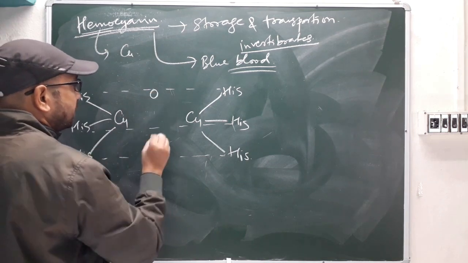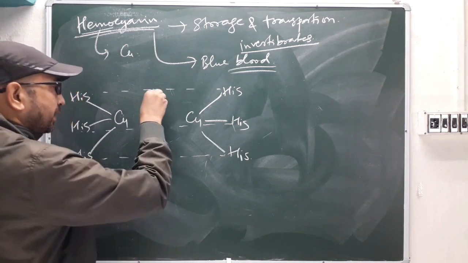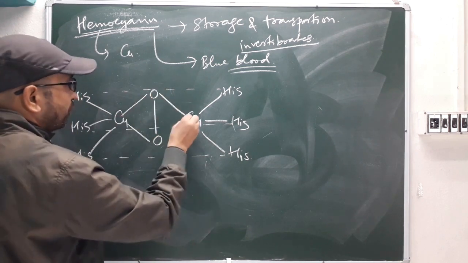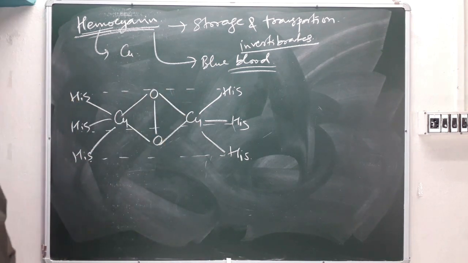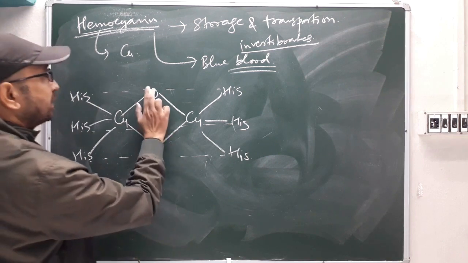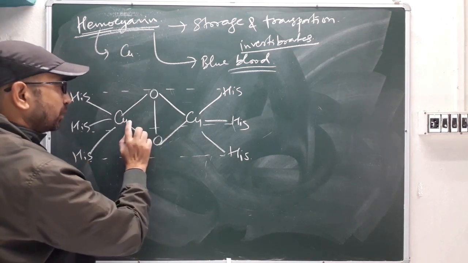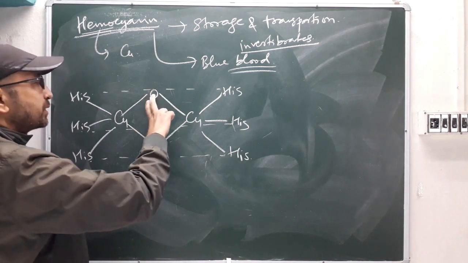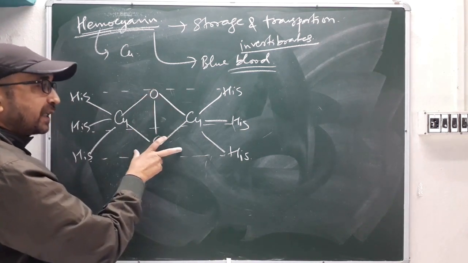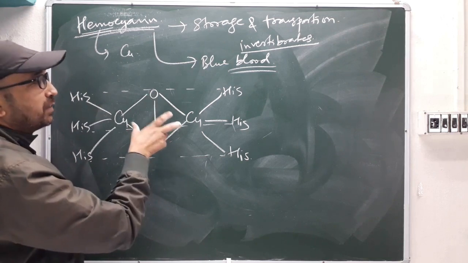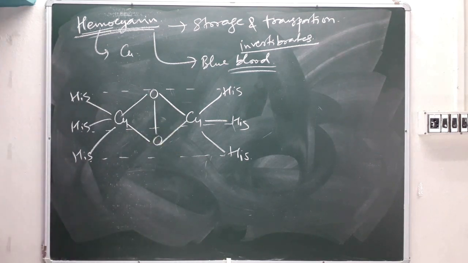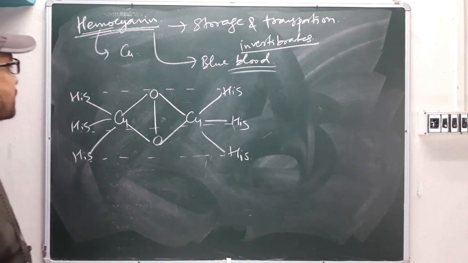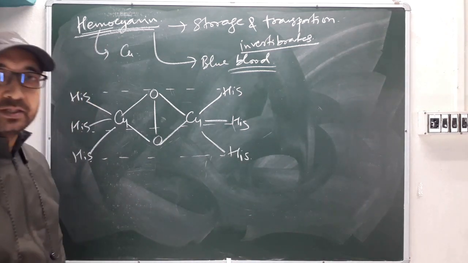It will be one oxygen here, another oxygen here, and a bond in between, so it will be in bridge form. This is oxyhemocyanin, correct? If you remove these two, there will be no direct bond between copper and copper, and it will be deoxyhemocyanin. If you add this one, it will be oxyhemocyanin. It is present in invertebrates and called blue blood. If they ask the coordination number, you can easily say it.